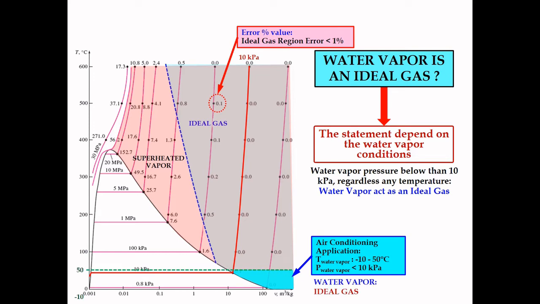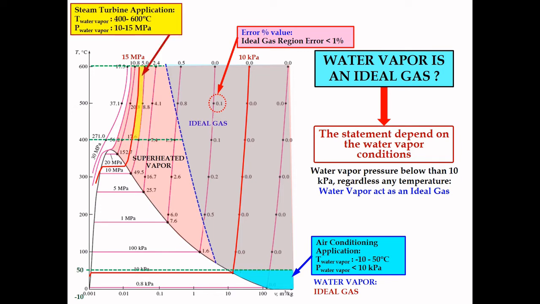Okay, so for the air conditioning application, the water vapor inside the air we consider as an ideal gas due to the temperature range and also the pressure range. However, if we look at the pressure between, let's say, 10 megapascal and 15 megapascal, and the temperature between 400 degrees Celsius and 600 degrees Celsius, this temperature range and pressure range is one example for the steam turbine application.